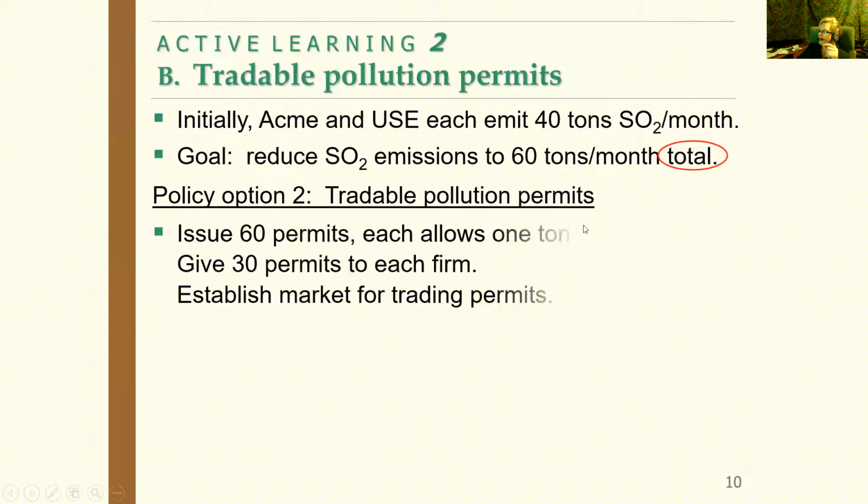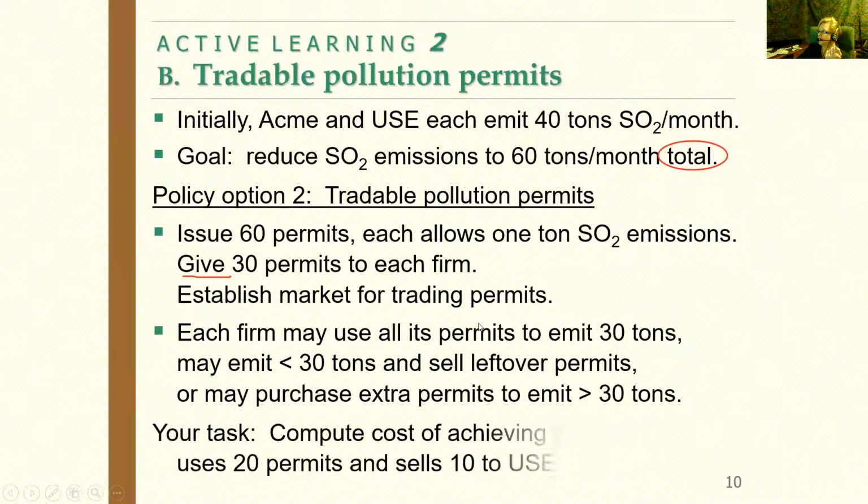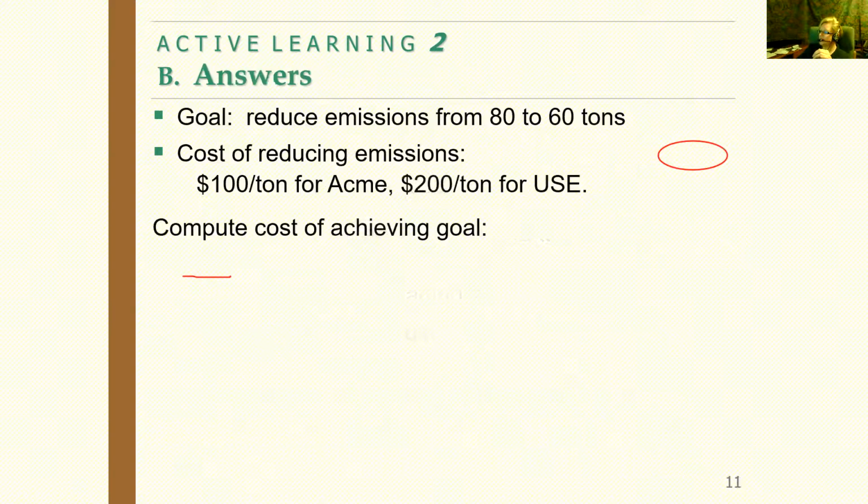Okay, so tradable pollution permits. How this works is that the government is going to give, that's right, give 30 permits to each firm. And then they will establish a market for these tradable pollution permits. So each firm can use its permits or it can sell any leftover permits. Now, because Acme is a more efficient polluter, if there's such a thing, Acme is going to use 20 permits and sell 10 to US Electric. And we're going to establish a market rate for these of $150 each.